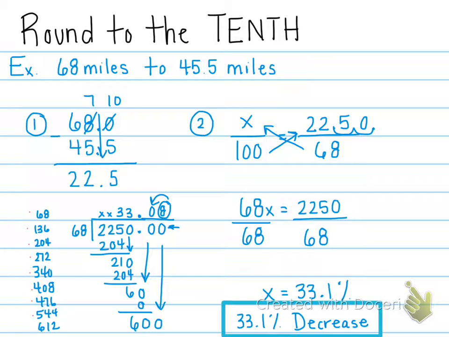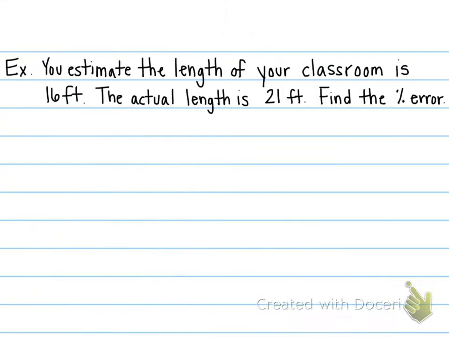Okay. So let's do one story problem so you can kind of see what that looks like, and then we'll be done. So this problem reads a little differently. You estimate the length of your classroom is 16 feet. The actual length is 21 feet.